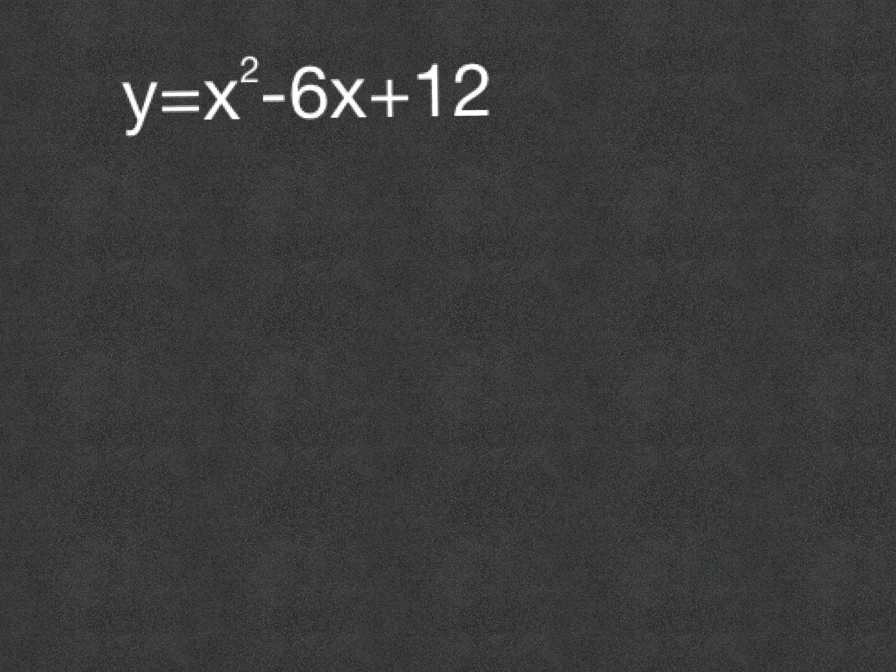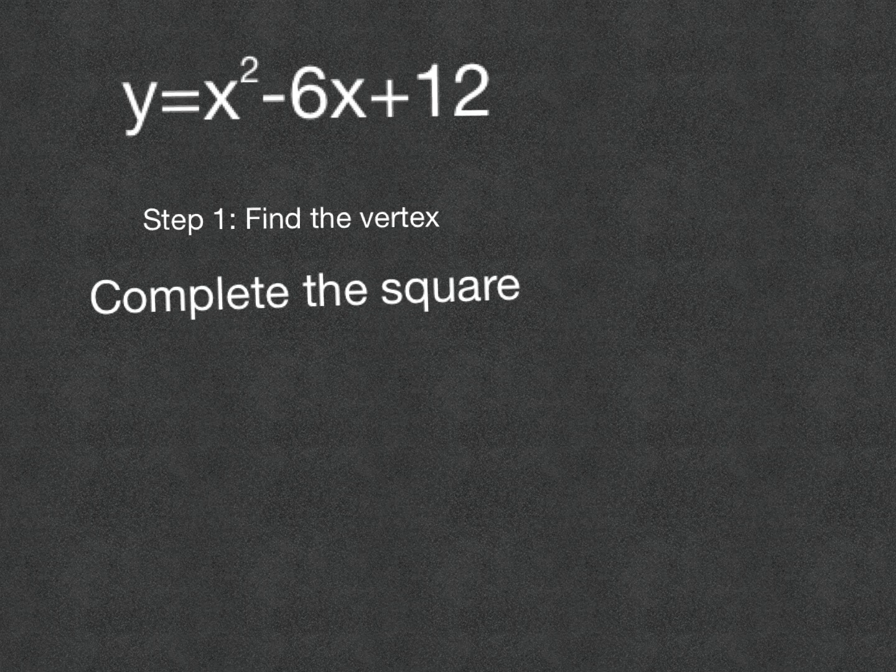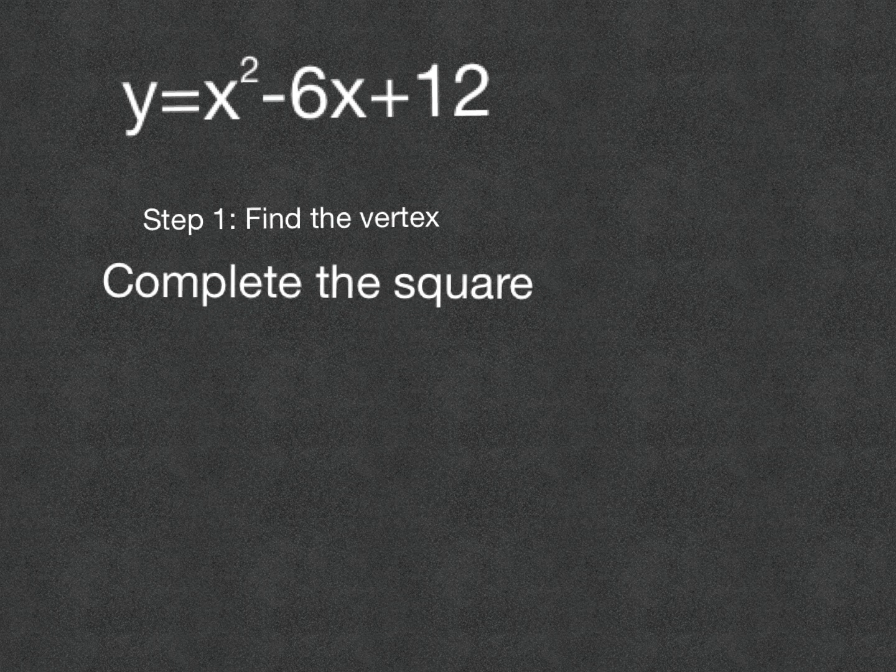Okay, so what we want to do is graph y equal to x squared minus 6x plus 12. First step, find the vertex. Step 1, find the vertex. That means complete the square. Okay, so real quick, let's complete the square.